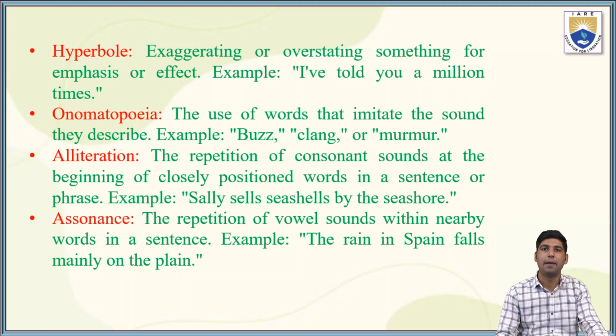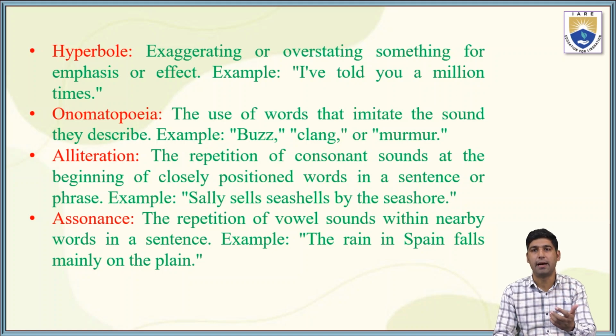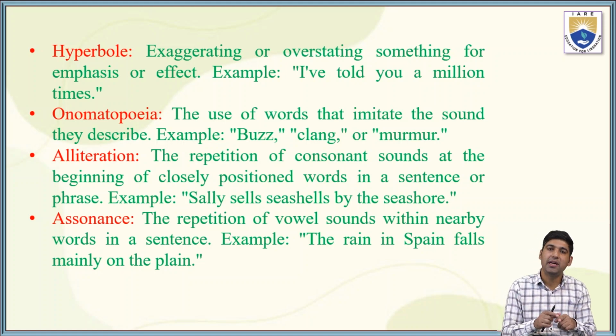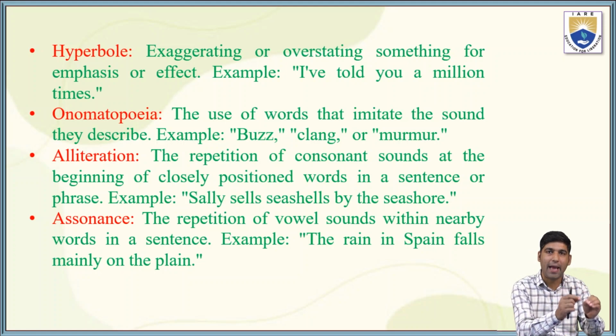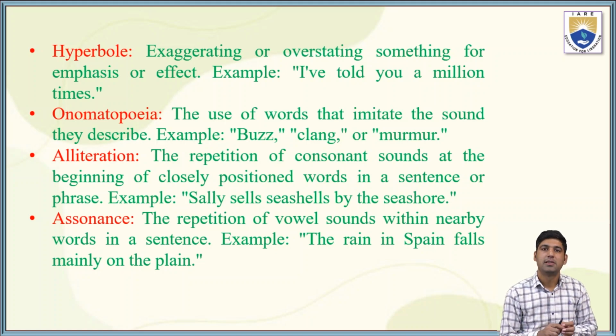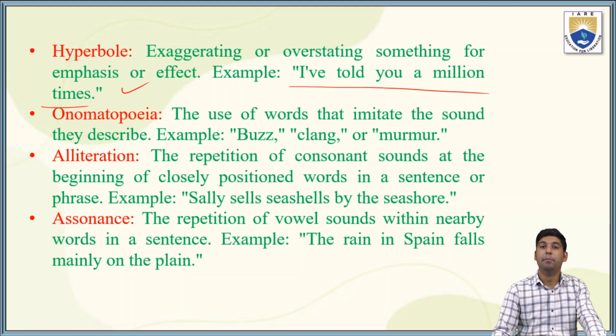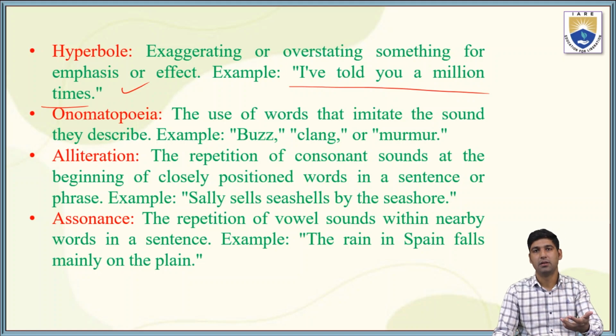Then we have the next, hyperbole. What's hyperbole? It's exaggerating or overstating something for emphasis or effect. For example, I am giving you certain directions. Now, if I speak them many a times, that means I am exaggerating that. I exaggerate that in order to have a certain impact, a certain effect on you. Such a technique is called hyperbole. Example: I have told you 1,000,000 times. 1,000,000 times means I am exaggerating it.